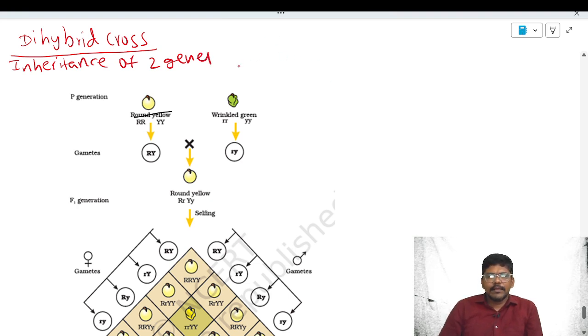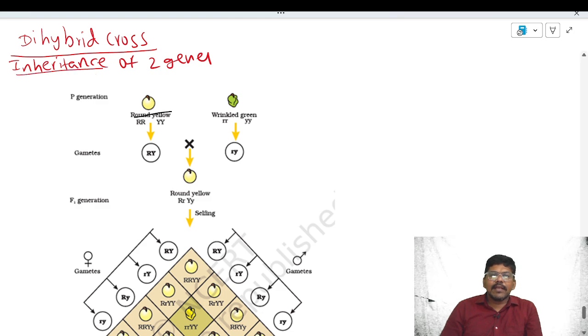Mendel did inheritance of two genes, or dihybrid cross, to know how genes are inherited from one generation to another when there is more than one gene. After completing the dihybrid cross, he identified that when more than one gene is inherited from one generation to another, one gene's inheritance does not depend on another gene's inheritance. He explained this in the law of independent assortment.